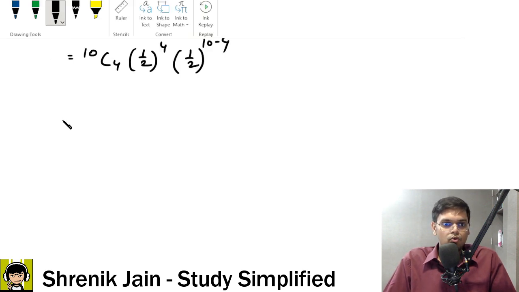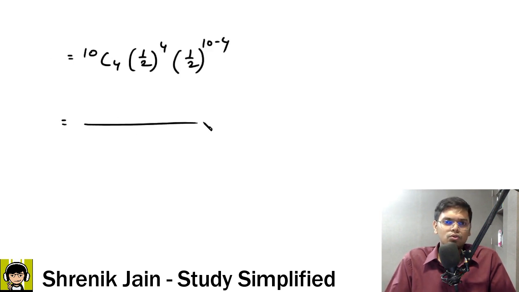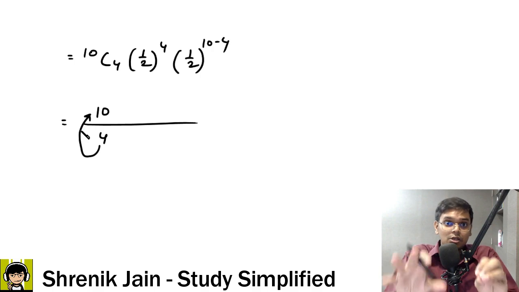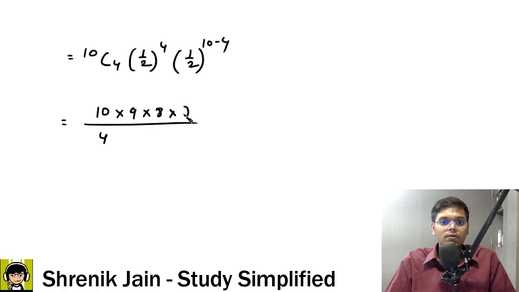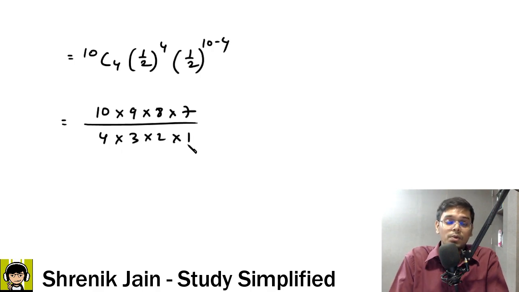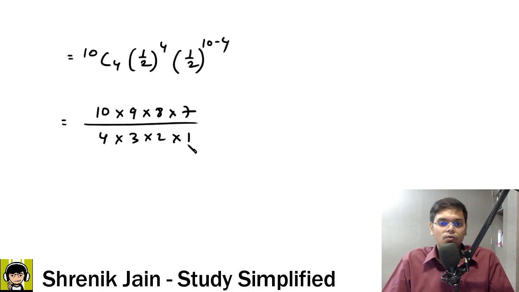There is a trick to open 10C4. There are 2 students who will use the formula and open. I don't use the formula. I say first write 10 in the numerator, 4 in the denominator. This 4 says in the numerator there should be 4 terms only. But which 4 terms? You just have to go back: 10 into 9 into 8 into 7. Stop. Only 4 terms in the numerator. And in the denominator, just go back: 3, 2, 1, stop. If you go back, then it is 0, then things would be not defined. So at 1, you have to stop.